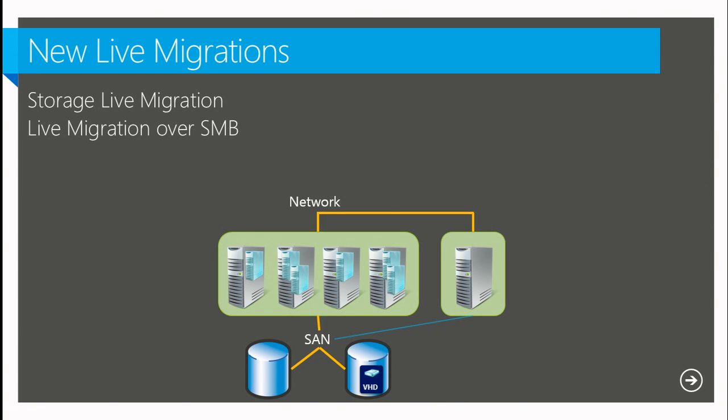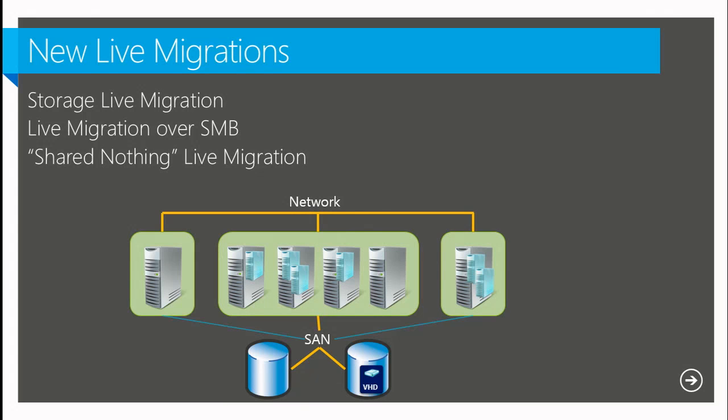We then have live migration over our network, or live migration over SMB. In this case, we have our VHD files on shared storage, or an SMB file share. We have different clusters, different standalone hosts, and we can move our VM between different nodes, different clusters, different hosts with zero downtime because we're redirecting all of our traffic through SMB.